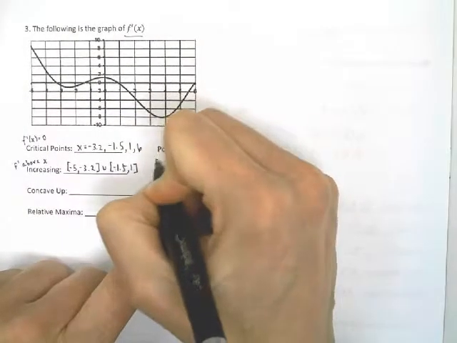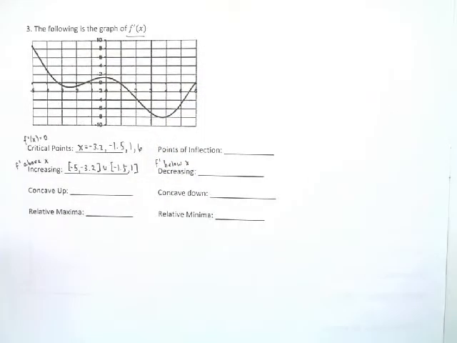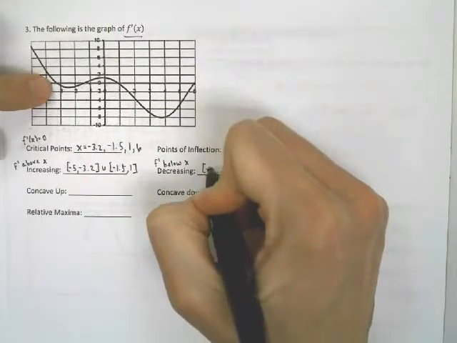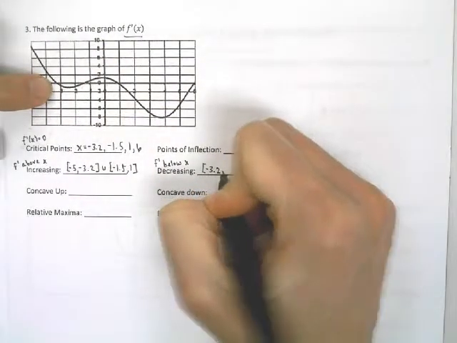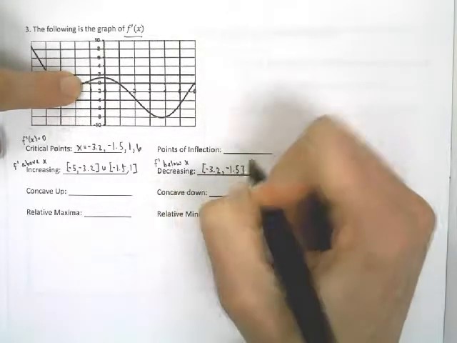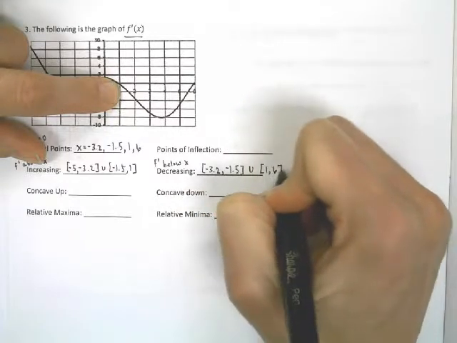And then decreasing, we're looking for f prime to be below x, because we know we're decreasing where that first derivative is less than 0. So here we have, let's see, I called that -3.2 to -1.5. And then again from 1 to 6.